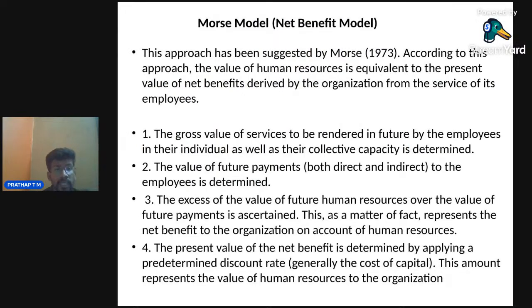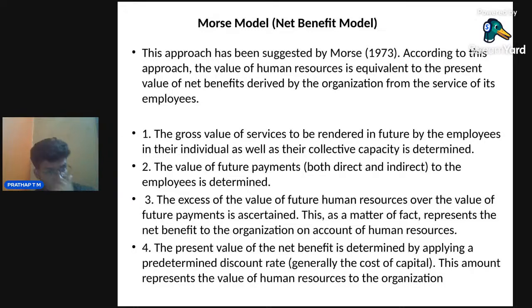The next one is the Morse model, which we call the net benefit method. This method was introduced in the year 1973. The value of human resources equals the present value of net benefits derived by the organization. In Lev and Schwartz's model, or in Flamholtz's model, what they suggest is what earnings the employee makes from the organization, and from that perspective we determine the human resources value.